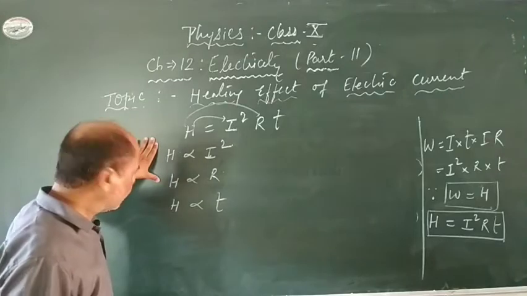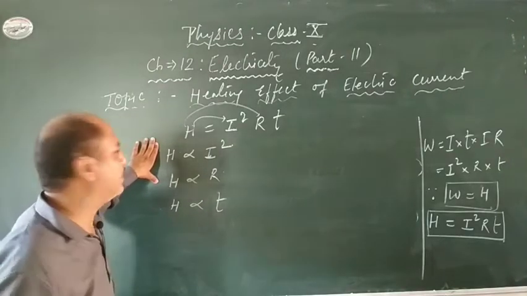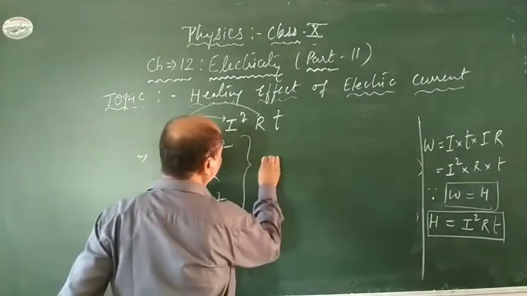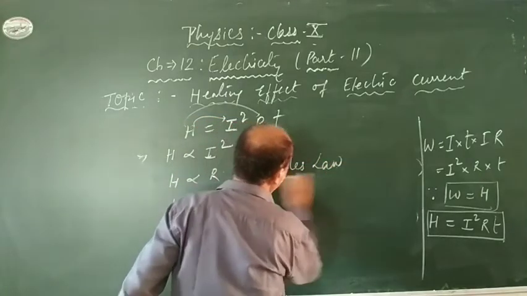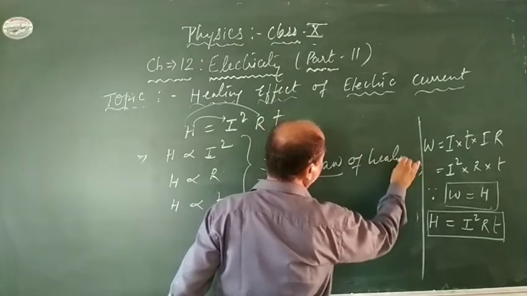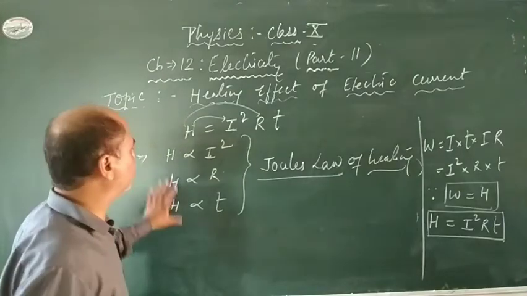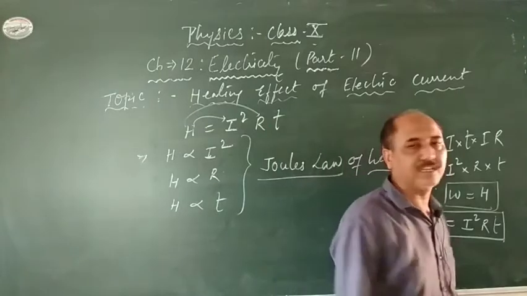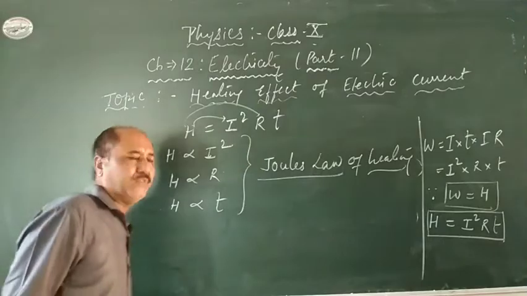And when the current is flowing and continuously being converted into heat, that is why this is also known as Joule's law of heating. So another name for the heating effect is Joule's law of heating. Since the energy is converted from electrical to heat, and heat energy has its SI unit as Joule, that is why this is also called Joule's law of heating.